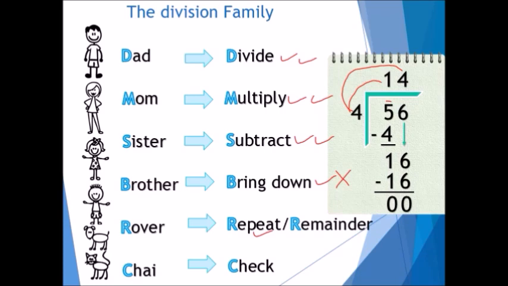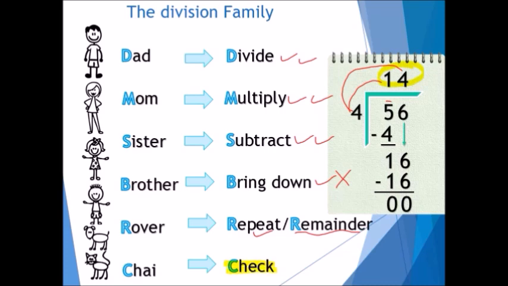Now we don't have any more digits to bring down. We have no remainders. The quotient is 14. Now we can check our answer. How can we check our answer?